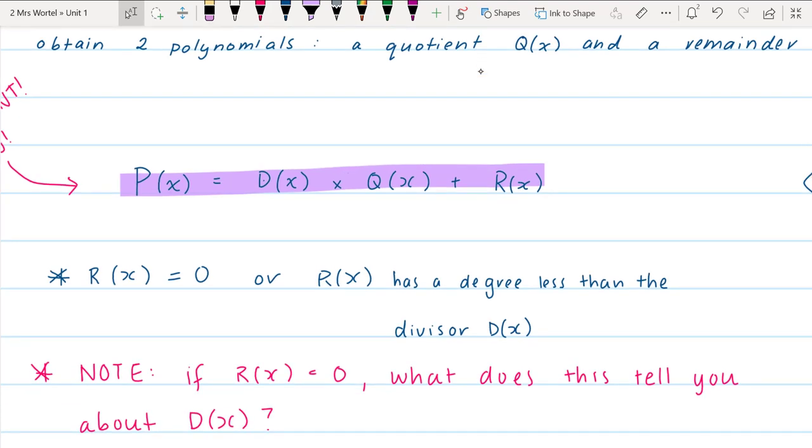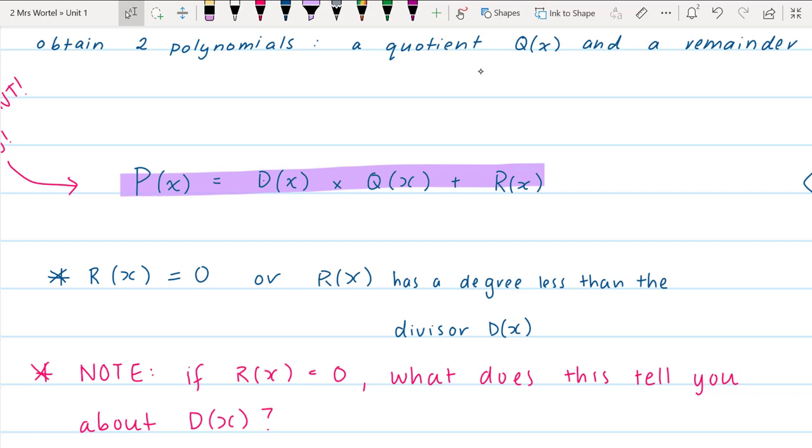One thing to note with this identity, a remainder, r of x, could be equal to 0. You might not actually have a remainder. Or r of x will have a degree less than what the divisor is. So if you're dividing by a linear, your remainder is going to be a constant.